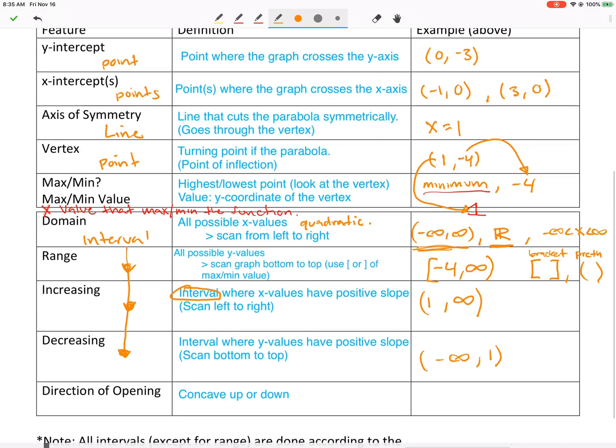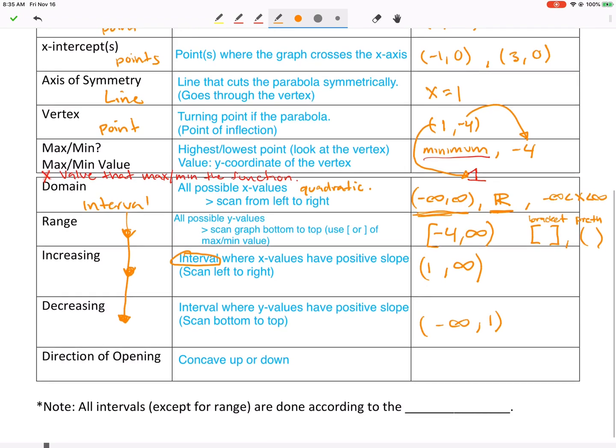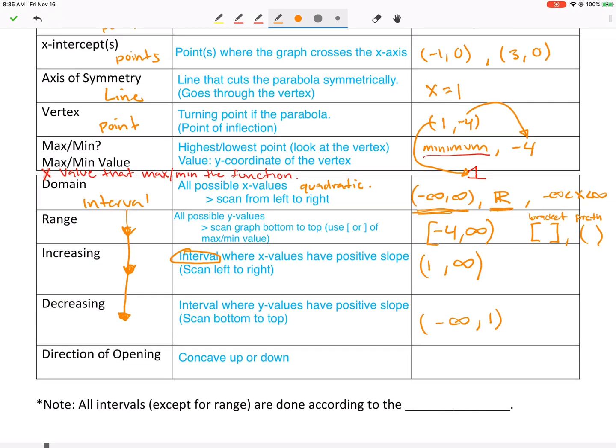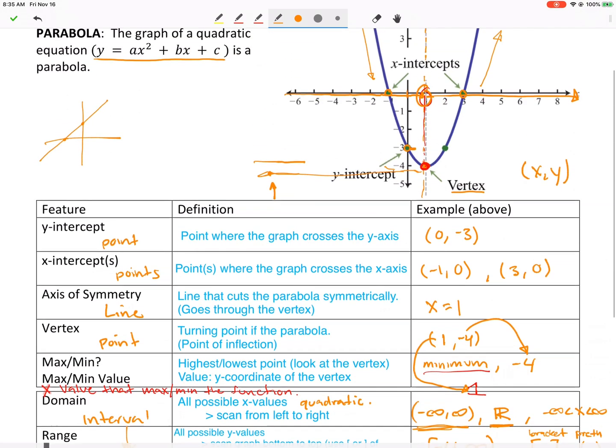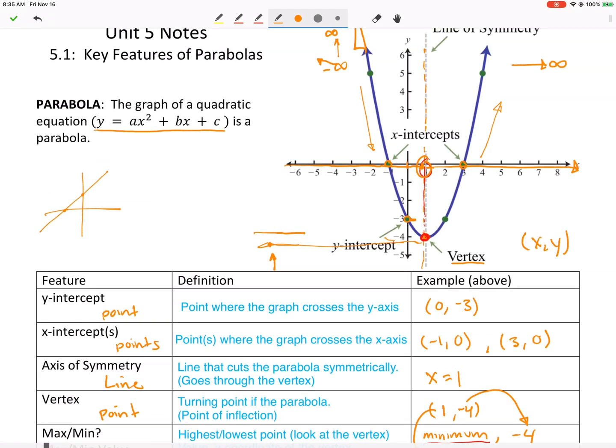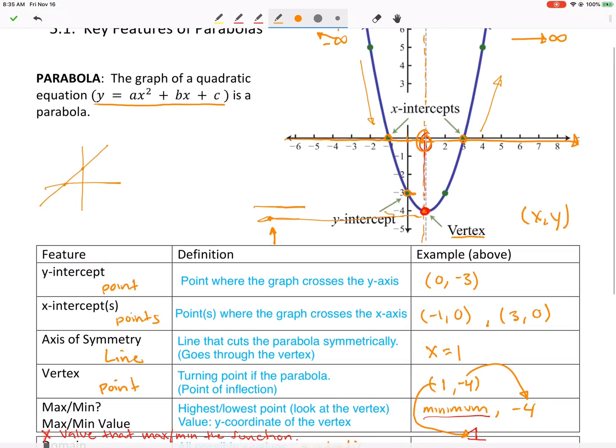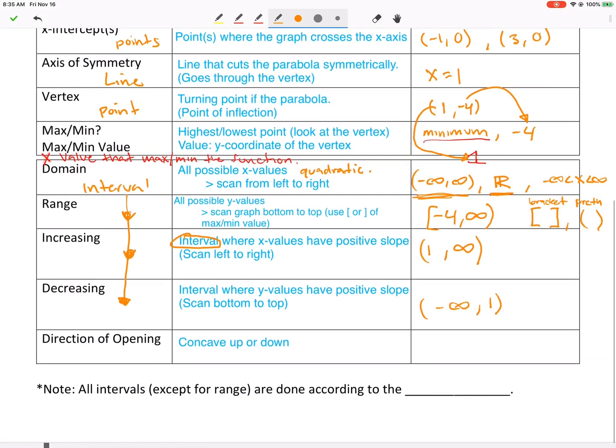All right, and again, we put a parenthesis next to the 1 because the slope is not positive and it's not increasing at that exact point. The slope is 0 and it's not increasing or decreasing. All right, and then finally, direction of opening, it's either going to be concave up or concave down. So we look at the graph, and if it's smiling, that means it is concave up. And if it's frowning, then it's concave down.